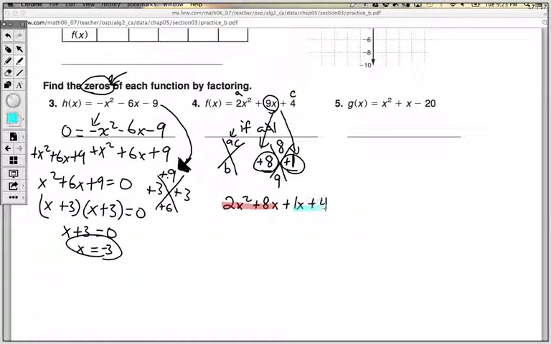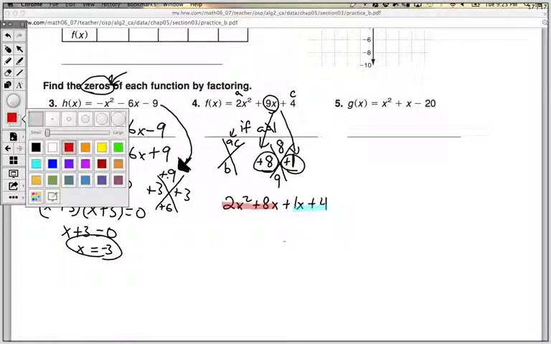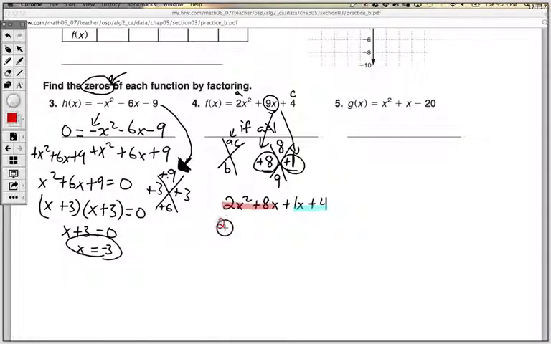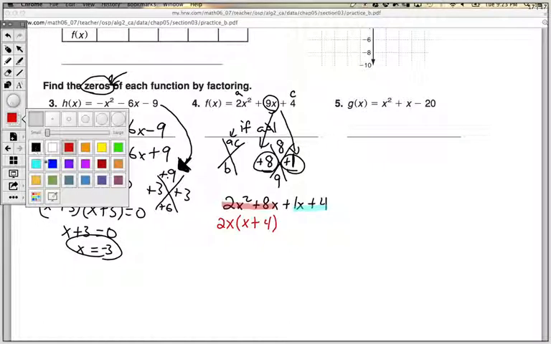For the red group, I want to see what I can factor out of these. Well, it looks like I can pull out a 2x. And that would be 2x, and then what would be left over? I'd have x here, plus, and then 2x times something equals 8x. That'd be x plus 4.